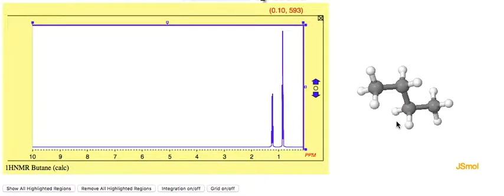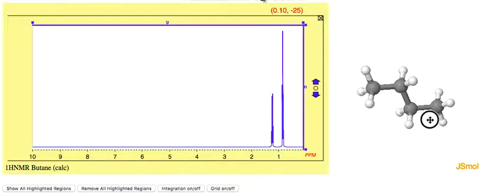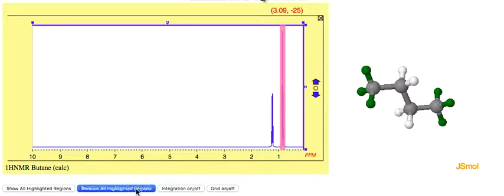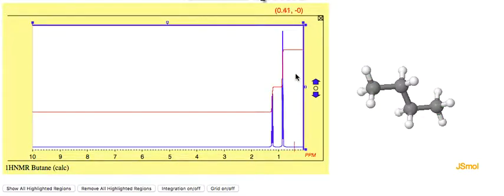So here I've got butane, and there's 2 blobs here. There's 2 kinds of hydrogens. It's like, well, hey, they got 10 hydrogens. How can there only be 2 kinds? Well, there are 2 kinds. There's these 4, which are all exactly the same, and then there's these 6, which are all exactly the same, and are different from the other 4. And if we look at the integration, we will see it's a 2:3 or 4:6 ratio.